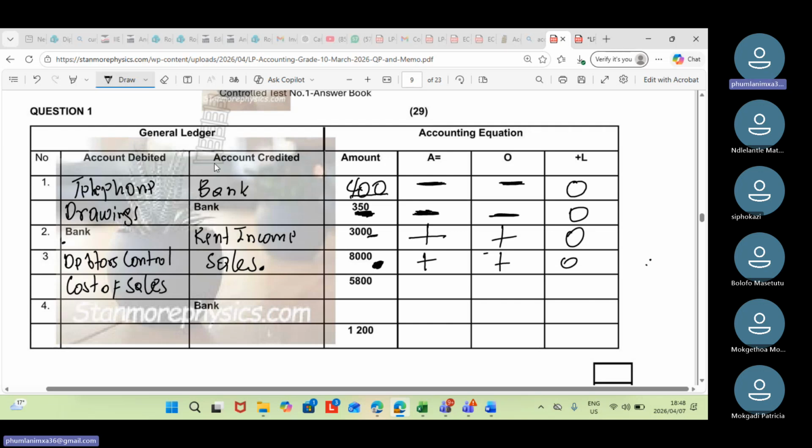What is the account to be credited? It will be the trading stock or trading inventory, doesn't matter. Why are we crediting trading stock? Because now we are decreasing our trading stock. By how much? 5,800.